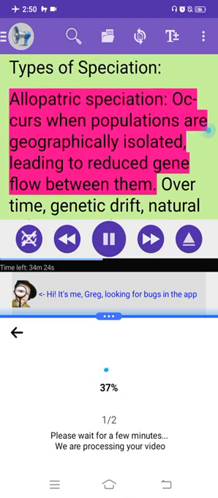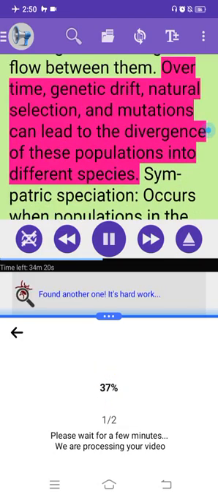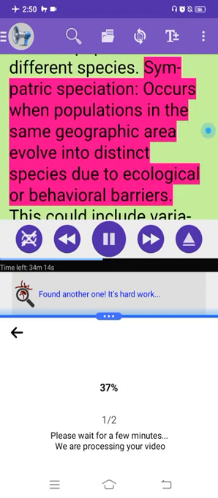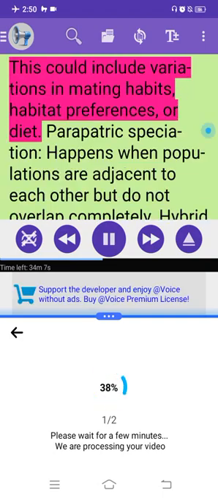Types of speciation. Allopatric speciation occurs when populations are geographically isolated, leading to reduced gene flow between them. Over time, genetic drift, natural selection, and mutations can lead to the divergence of these populations into different species. Sympatric speciation occurs when populations in the same geographic area evolve into distinct species due to ecological or behavioral barriers. This could include variations in mating habits, habitat preferences, or diet.